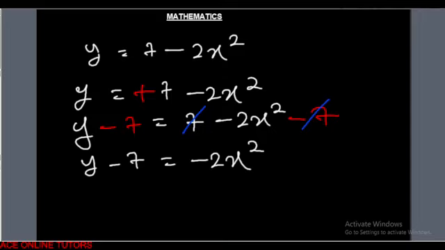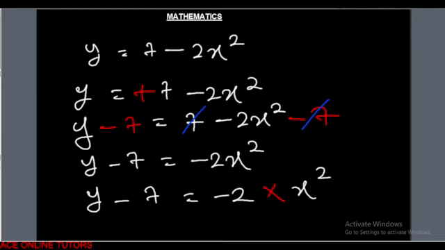Now how are we going to remove it? How is that minus 2 joined to x? You see that there is nothing between them, so that means it is multiplication that is there. So you can rewrite it and say y minus 7 equals minus 2 multiplied by x squared. Since it is multiplication that is joining them, we remove with division. That means we divide both sides by minus 2. So you divide this side by minus 2, you divide this side by minus 2.